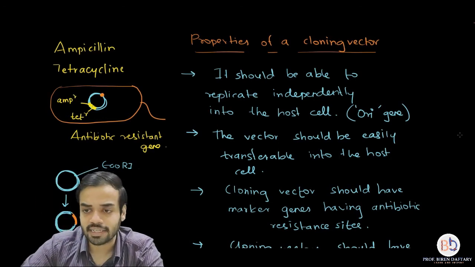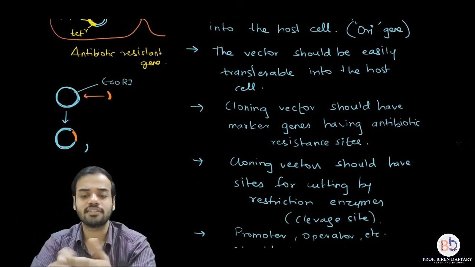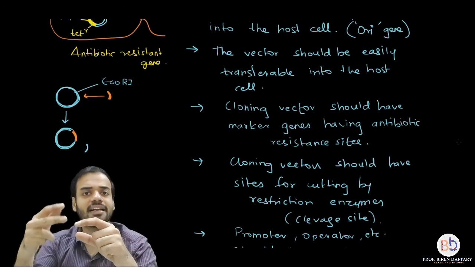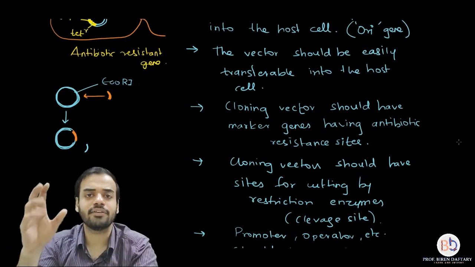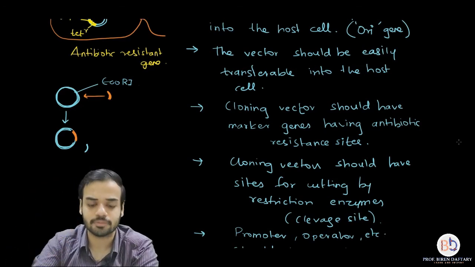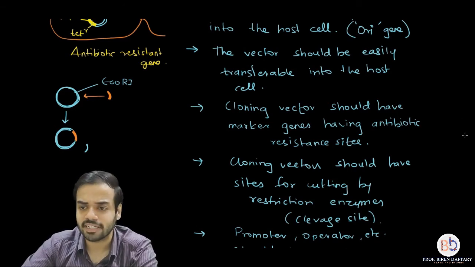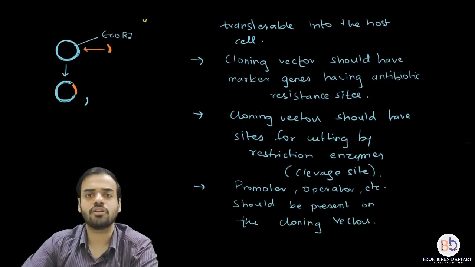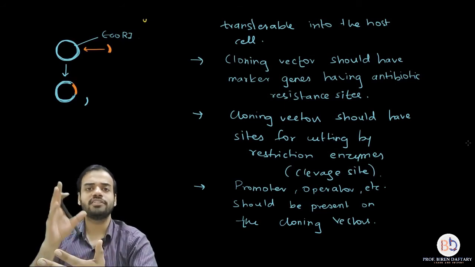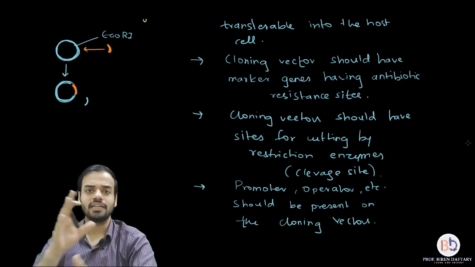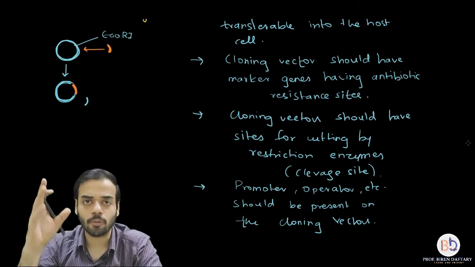The fourth point is that cloning vectors should have restriction sites or cleavage sites because of which they can be cut at that area by that particular restriction enzyme so that you can insert the required DNA fragment or the required gene. And the last point is there should be specialized areas such as promoter, operator, ribosomal binding sites, etc. so that the functioning of the vector is smooth. So these are the 5 properties or the 5 points which every cloning vector should have. Is this clear? So we have completed the part regarding the properties of cloning vectors.